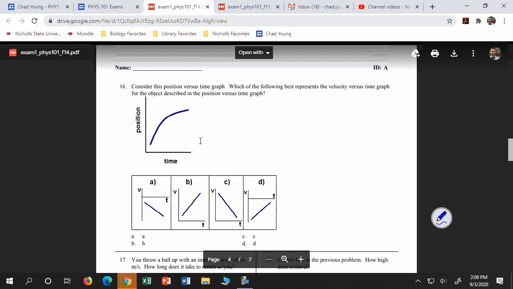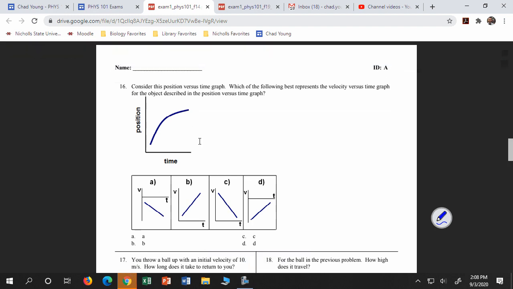And look at this problem. You're going to have a couple of these at least where I ask you to analyze qualitatively the graph that I give to you on the test. Remember, for a position versus time, x versus t, the slope is equal to the velocity. So in this case, I want to translate from a position versus time to a velocity versus time.